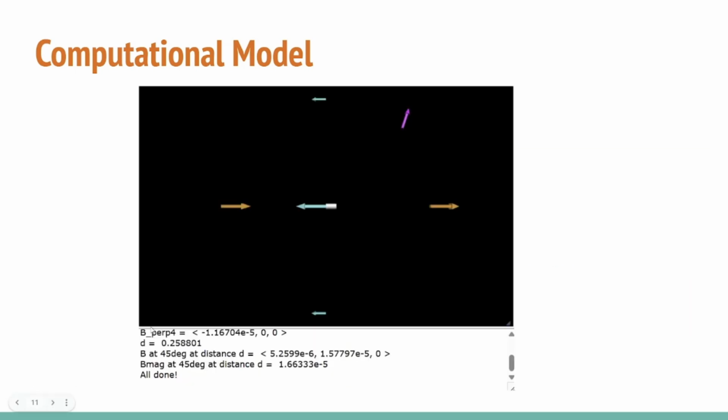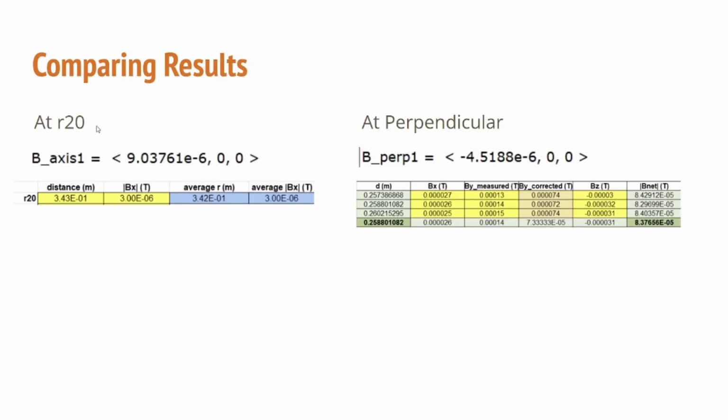And here's the result. We got that the B at 45 degree distance is this, and our d value is 1.66 e to the negative 5th. And as you can see, this shows exactly what we would want it to show. So comparing our results at R20, we got from our code this value, and from our actual, we got that the B was 3 times e to the negative 6th power, which is not terrible, off by about a factor of 3, which is pretty good for our testing due to the faulty cameras and errors that we'll talk about later.